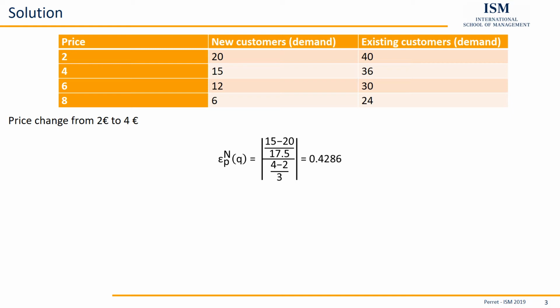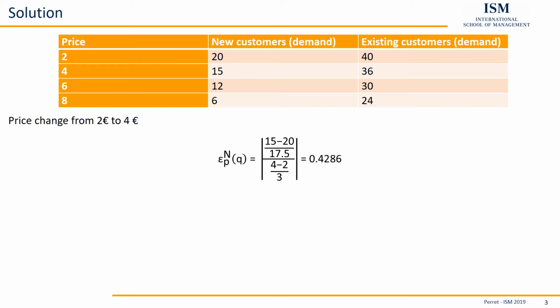Important here is, first off, we have those vertical lines. They signify taking the absolute value, so we leave out any negative signs. The second part, the result is clearly smaller than 1. So we have an inelastic reaction to this. So the new customers react under-proportionally strongly to the price change.